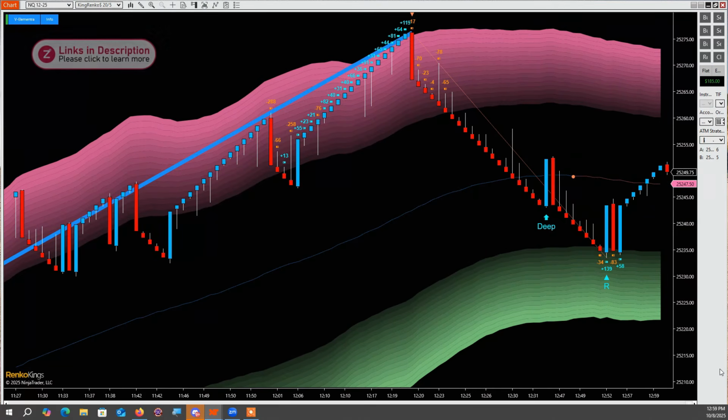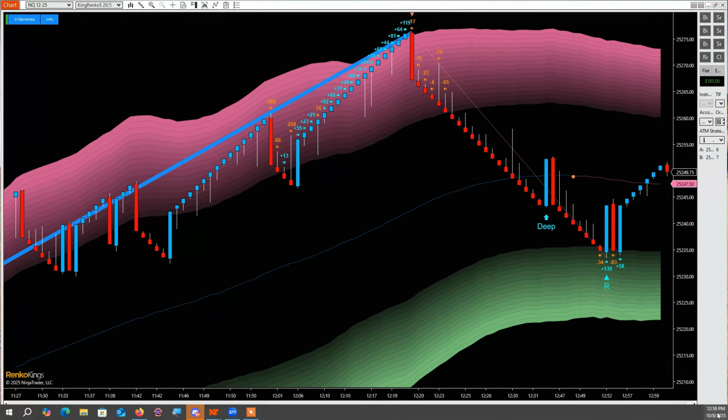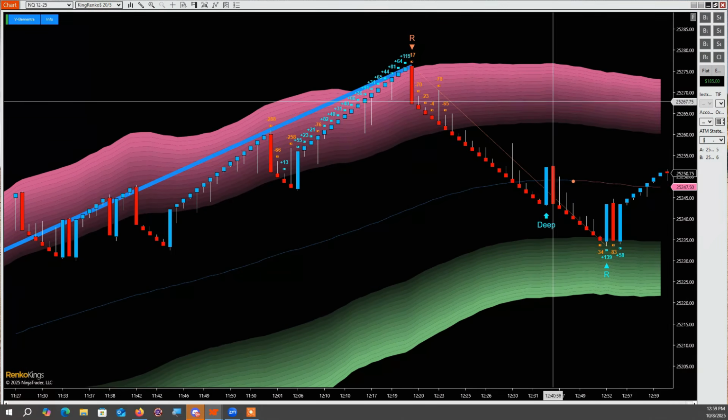Target filled. Right, so I move higher and my target is hit. And it's just about 1 o'clock, so it took a bit over an hour since I started this video to have these two setups, right from a short to a long.